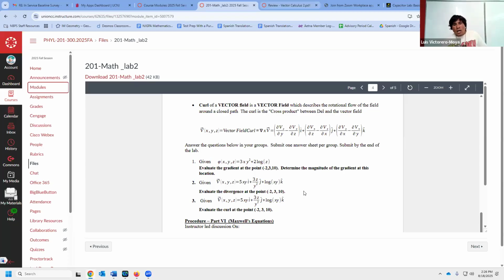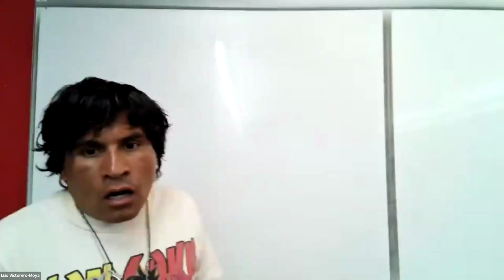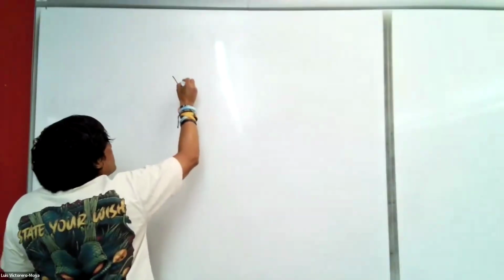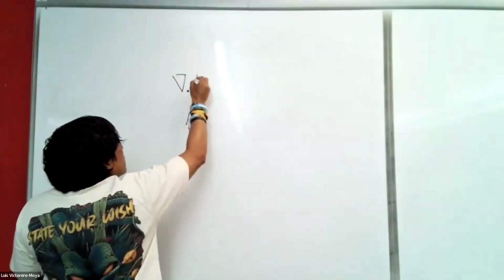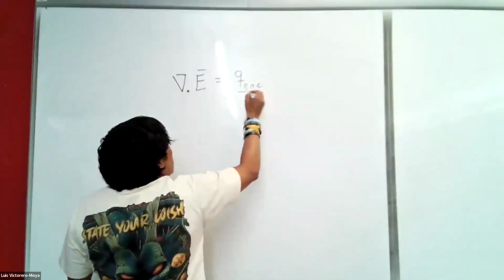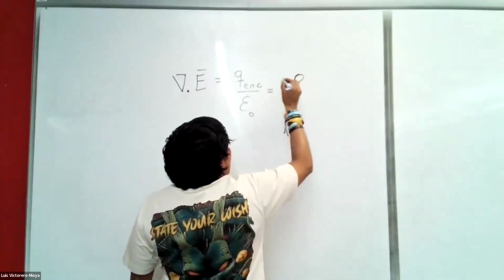What I want to go over is the idea behind the gradient, divergence, and the curl. Because you're going to be using those concepts in Maxwell's equations. For example, if we take a look at Gauss's law, you have that the divergence of the electric field is equal to the charge enclosed over epsilon naught, which eventually you're going to make charge density.